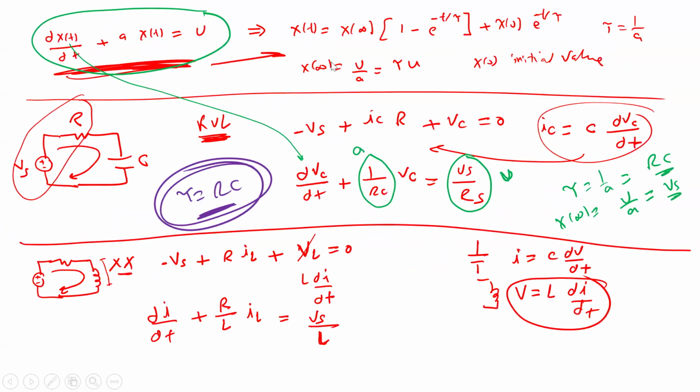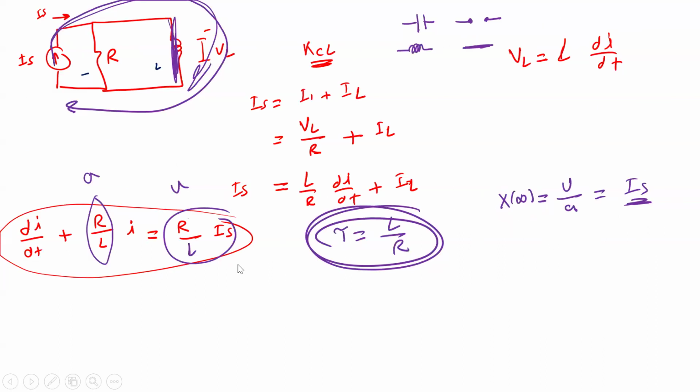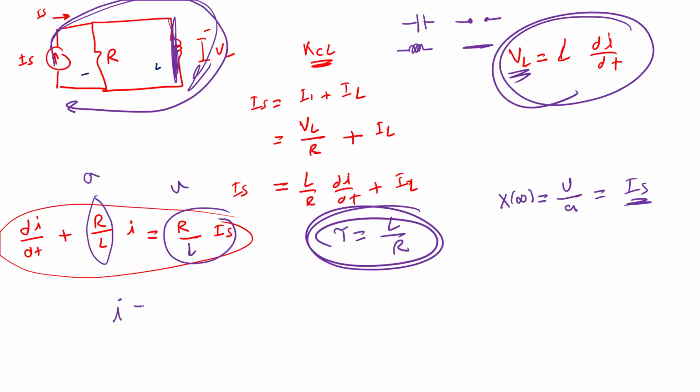All I'm going to do right now, guys, is use the solution I have here to get I, and then once I get I, I can apply this formula to get V. If you do that, you find I should equal IS times (1 minus e to the negative t divided by tau) plus I naught e to the negative t divided by tau.